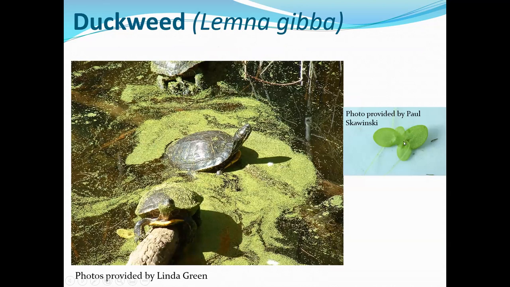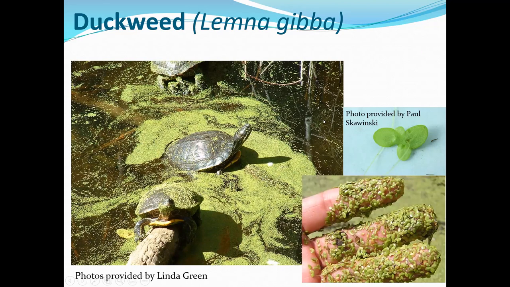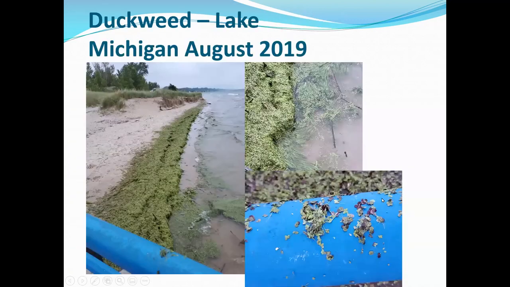This is Lemna, multiple fronds, 2 to 3 with a root that comes down. And again, it can completely cover the surface, and they're gonna stop light from getting to the bottom and suck up all the nutrients, but not gonna produce a toxin. And that's what it looks like on somebody's fingertips.